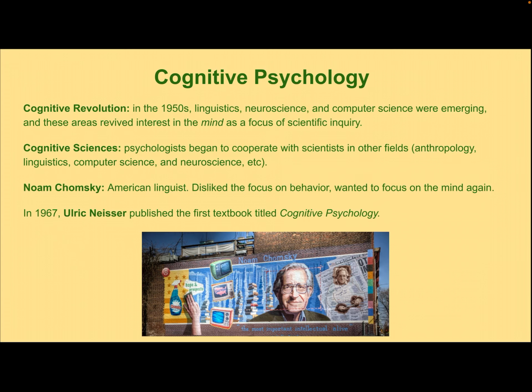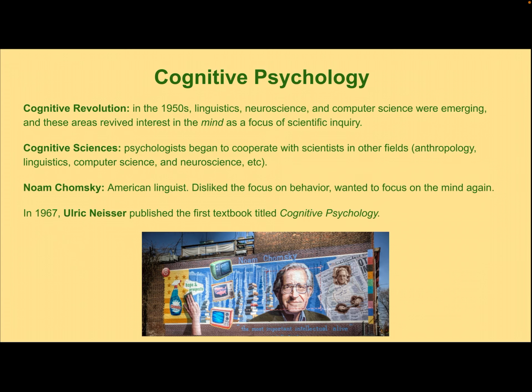interesting. And Noam Chomsky is known as sort of the starter or the father of the cognitive revolution. This picture down here is a beautiful mural in his hometown in Pennsylvania that was painted in his honor. And he's an American linguist who disliked the focus of psychology being on behavior and wanted to refocus on the mind again, because through his studies in linguistics, he was learning about all these sciences emerging related to the mind and neuroscience. So he kind of started this cognitive revolution.